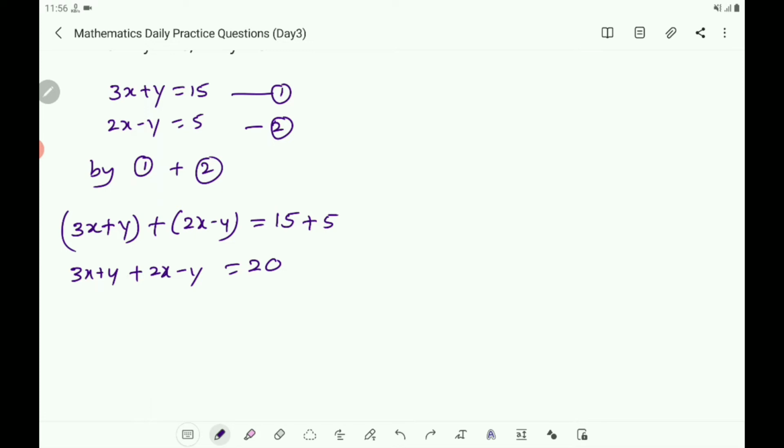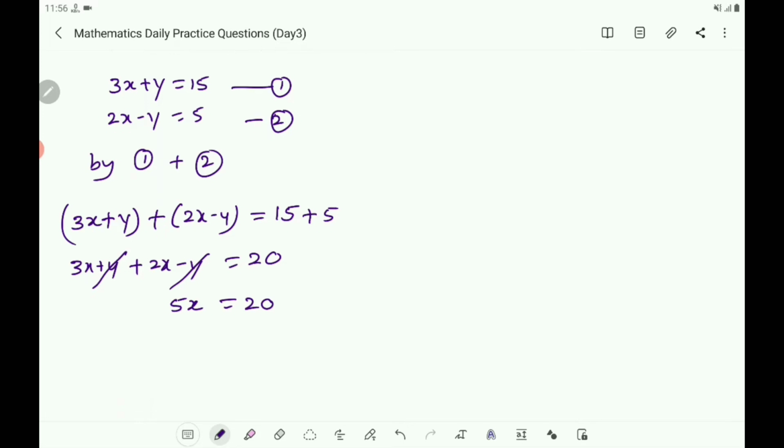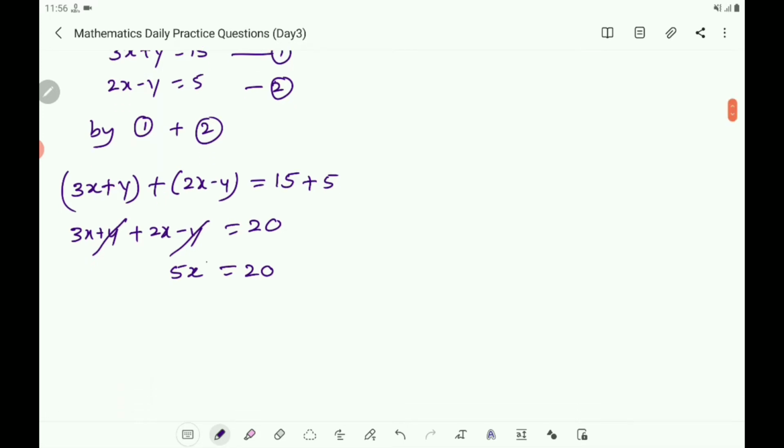After cancelling, find the sum of 3x and 2x. Only x is remaining. What is the sum of 3x and 2x? That is 5x. 5x equals 20. Here you got a linear equation in one variable x. Then you solve for x.